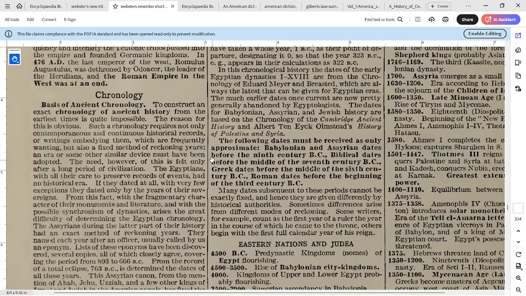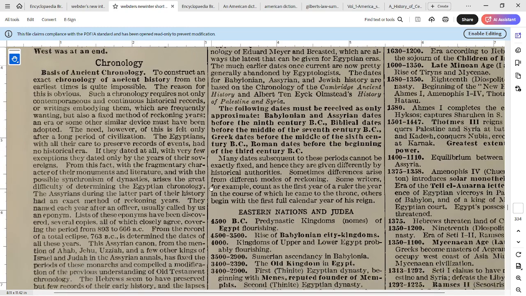Babylonian and Assyrian dates before the 19th century BC, Biblical dates before the middle of the 7th century BC, Greek dates before the middle of the 6th century BC, and Roman dates before the beginning of the 3rd century BC. Many dates subsequent to these periods cannot be exactly fixed, and hence they are given differently by historical authorities. Sometimes differences arise from different modes of reckoning. Some writers, for example, count as the first year of a ruler the year in the course of which he came to the throne. Others begin with the first full calendar year of his reign.